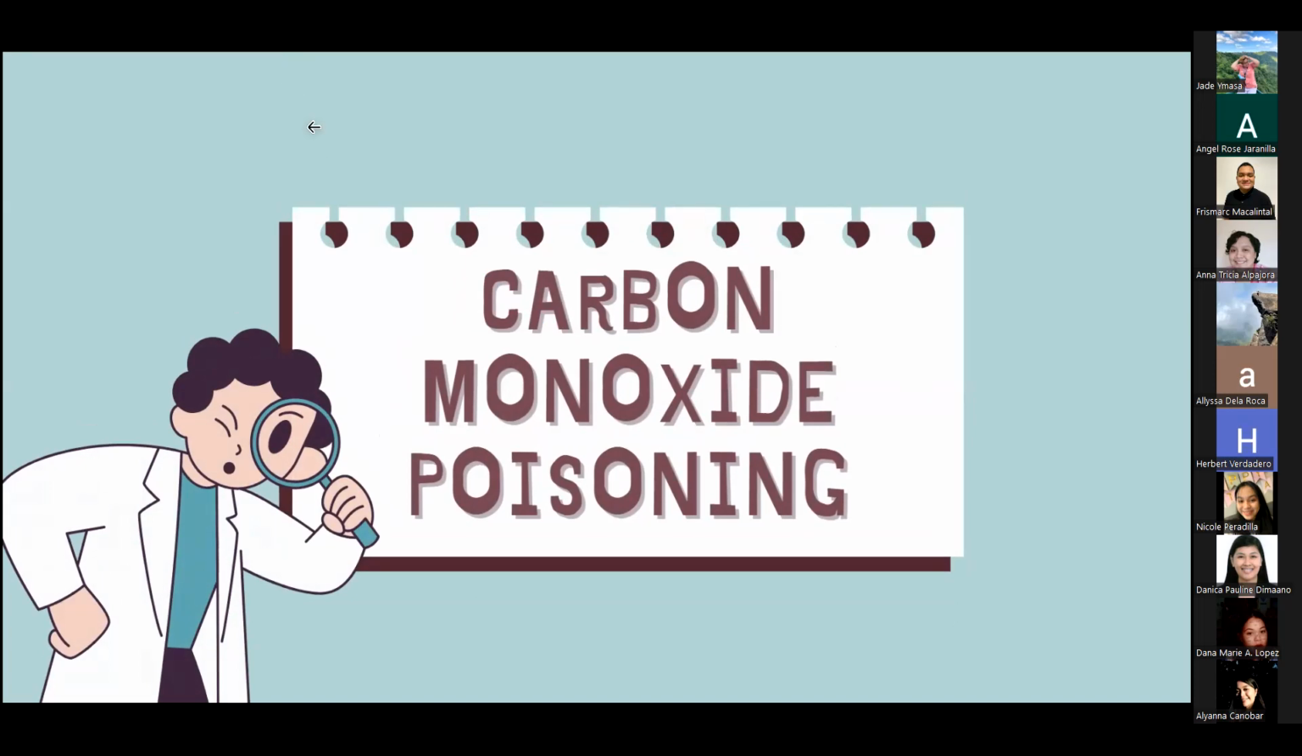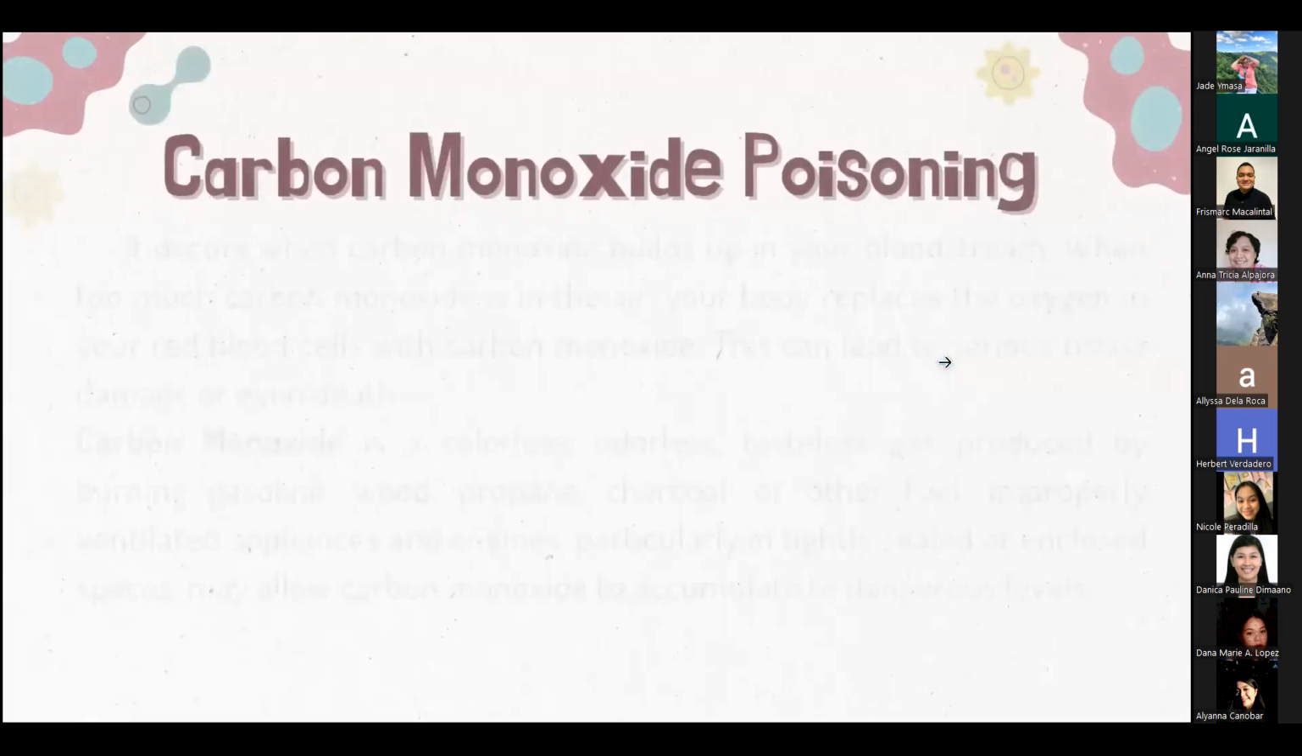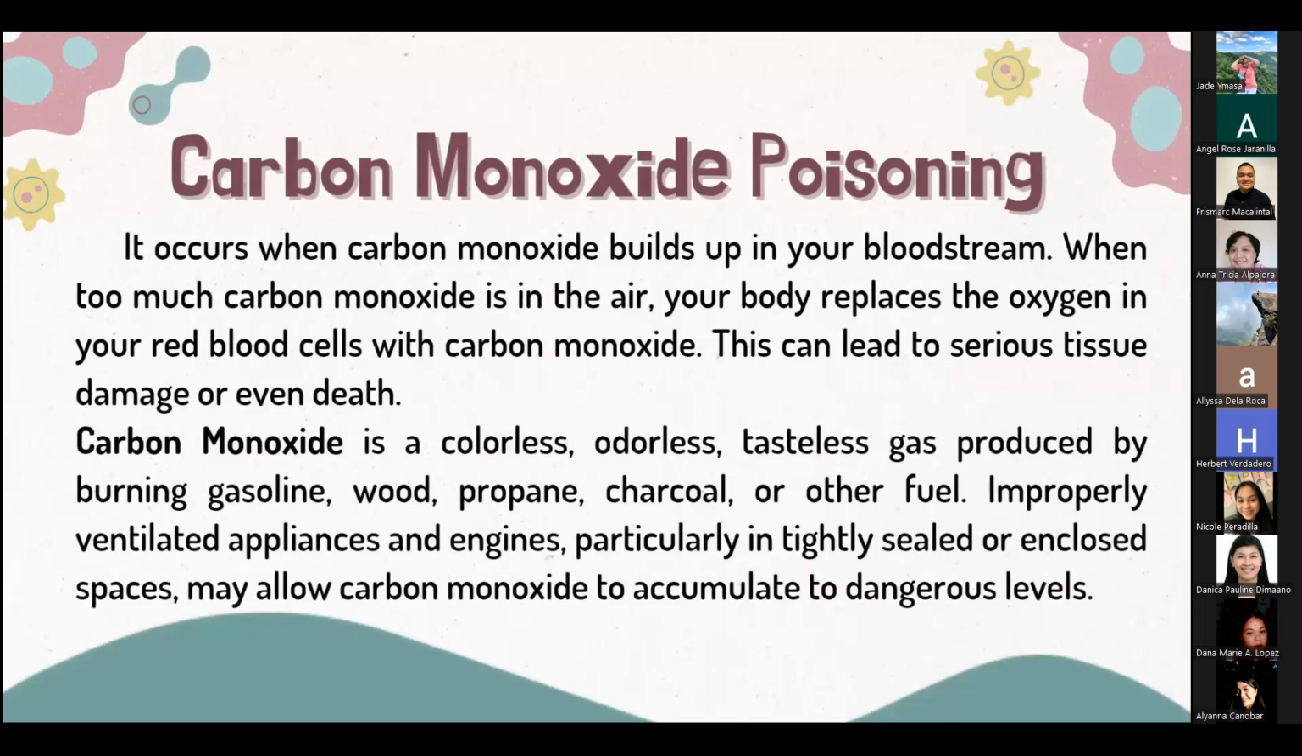So, good morning again, everyone. So, for the carbon monoxide poisoning. What is carbon monoxide poisoning? It occurs when carbon monoxide builds up in your bloodstream. When too much carbon monoxide is in the air, your body replaces the oxygen in your red blood cells with carbon monoxide. This can lead to serious tissue damage or even death. So, what happens is, instead of getting oxygen into your lungs, into your body, it becomes replaced with carbon monoxide. Hence, you become poisoned because alam naman natin na carbon monoxide is not good for us.